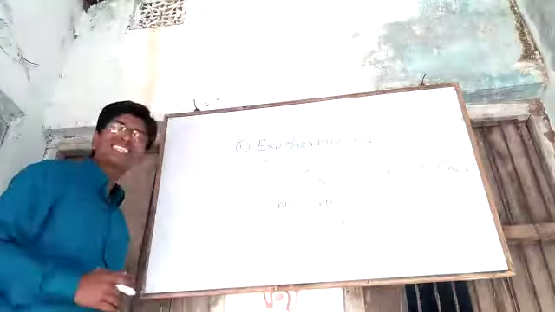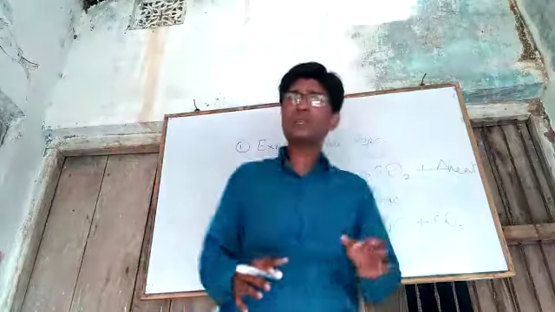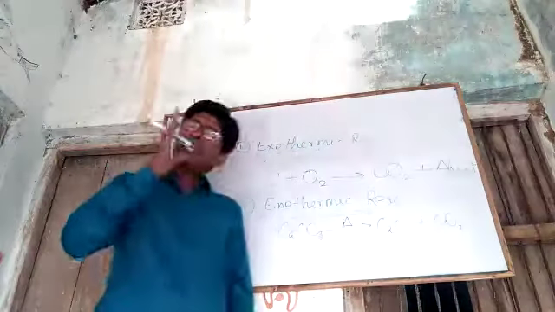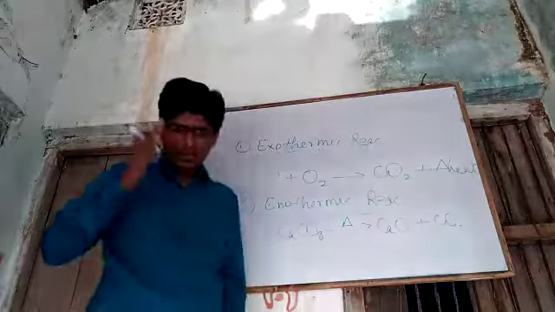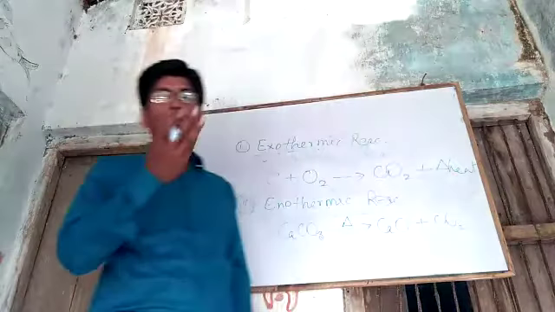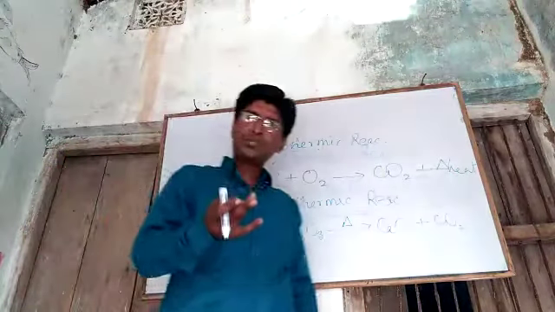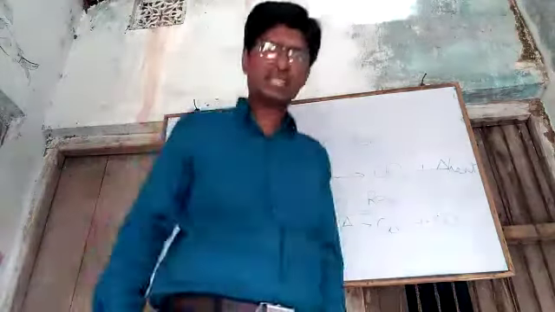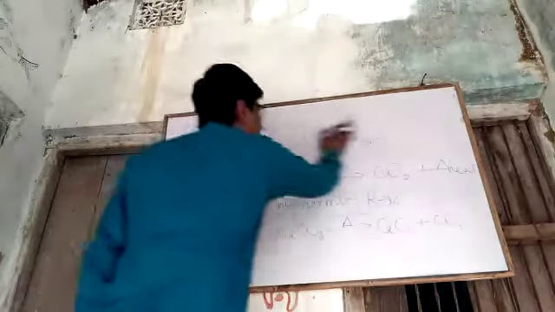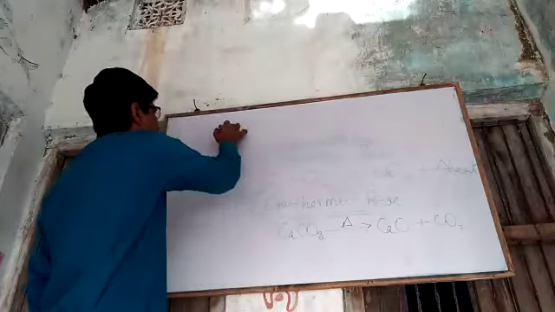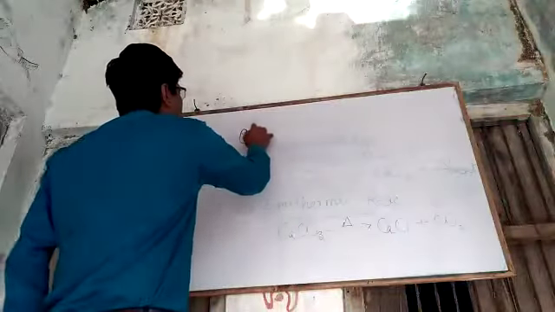Now we will discuss the types of reaction on the basis of the nature of the chemical reaction. So dear students, on the basis of nature, chemical reactions have been divided into mainly four parts, that is combination reaction, decomposition reaction, displacement reaction and double displacement reaction. So the first topic here is combination reaction. On the basis of nature of reaction, the first type of reaction is combination reaction.